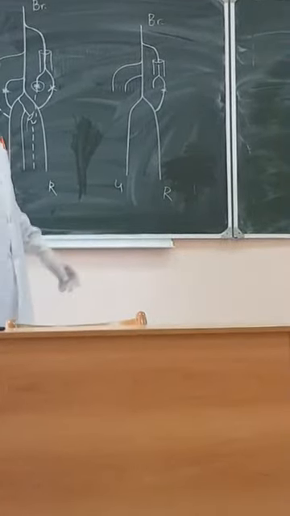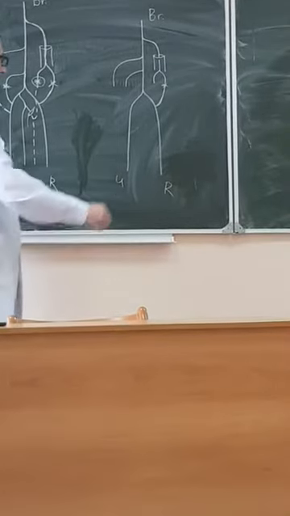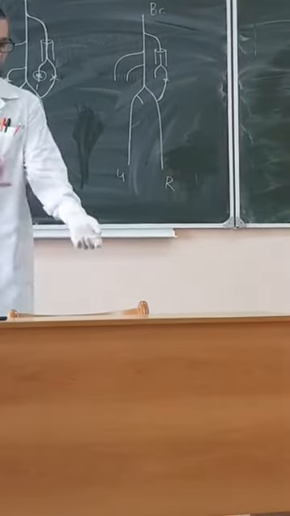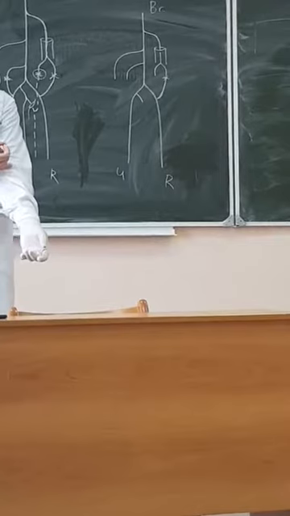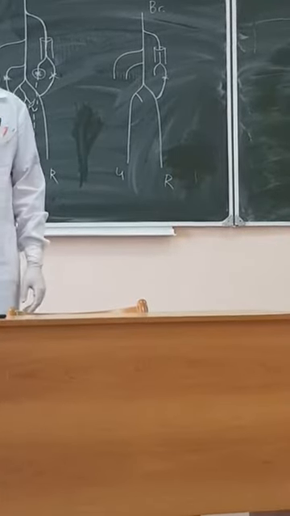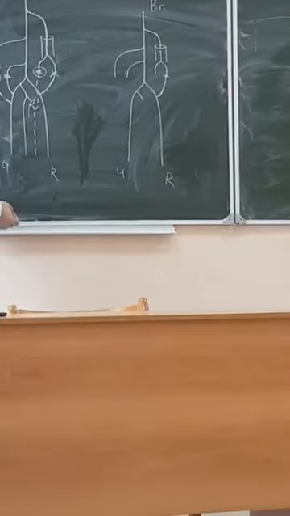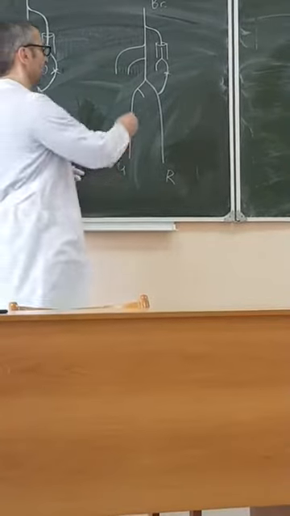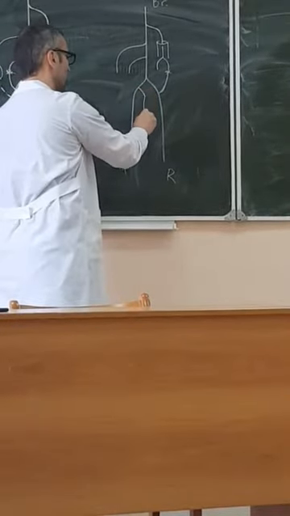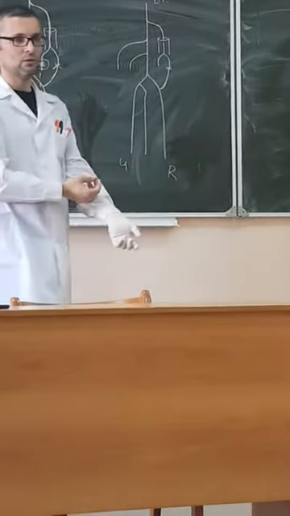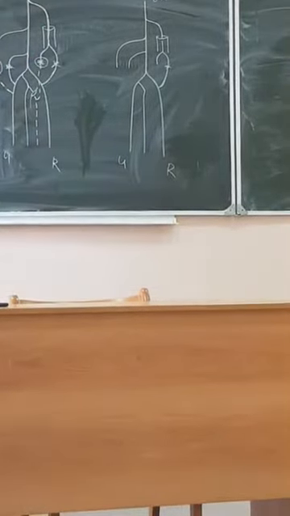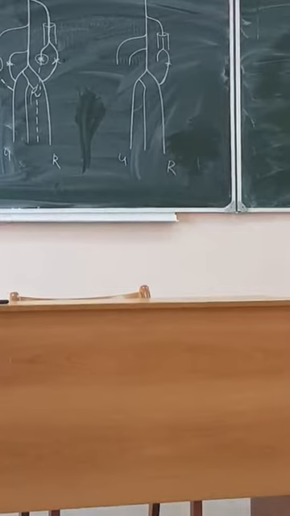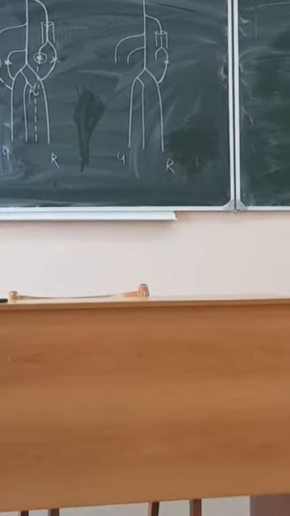Next arteries start from arteria ulnaris, and the first of them goes medially like that, between two bones, between radius and ulna. That's why this artery is called arteria interossea communis, common interosseous artery. This artery is not long, and soon it is divided into two branches. The first one continues downward along the anterior surface of the interosseous membrane, and it is called arteria interossea anterior because it lies anteriorly.